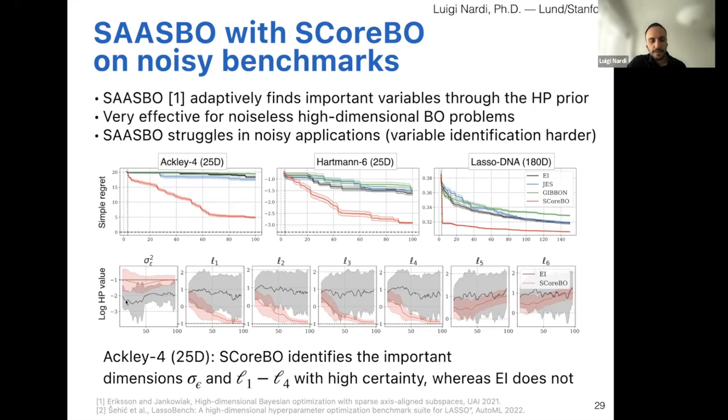You can see that the SCoreBO hyperparameters really converge to these values, while the expected improvement in SASBO for Ackley doesn't converge. They're not getting to the values over here. For the noise, it's pretty obvious. And then if you look at the dummy variables, where there is no such thing as a perfect length scale, both methods don't converge, but that's fine because those variables don't really matter as much. And so the outcome here is that SCoreBO is really able to identify important dimensions for sigma and the length scales.